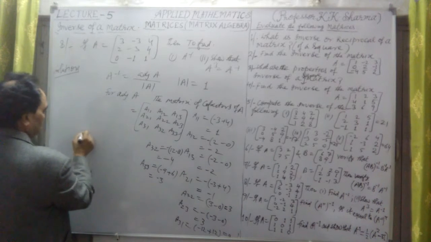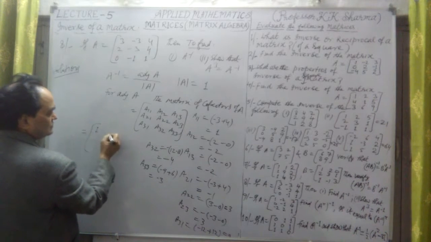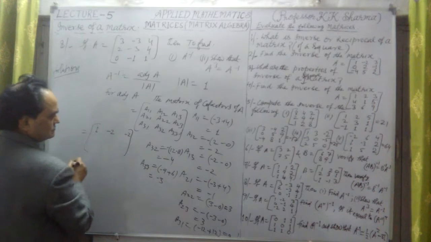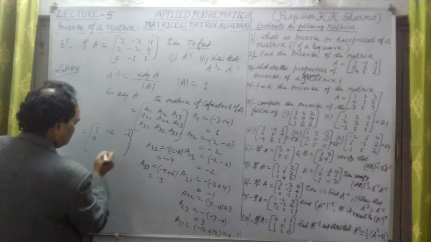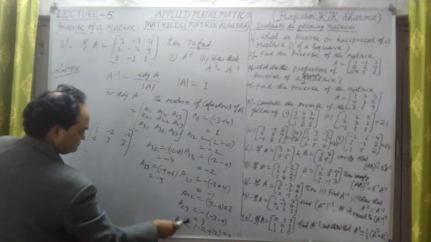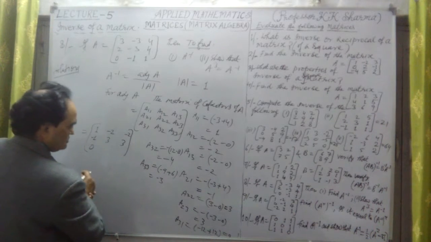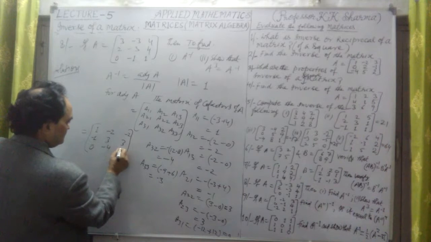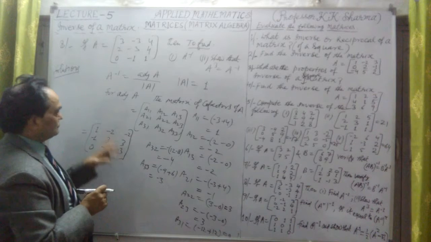Therefore, in this matrix of cofactors, A11 is 1 here, A12 is minus 2, A13 is minus 2 again, A21 is minus 1, A22 is 3 here, A23 is 3 here again, A31 is 0, A32 is minus 4, A33 is minus 3. Okay, so this is the matrix of cofactors of A.